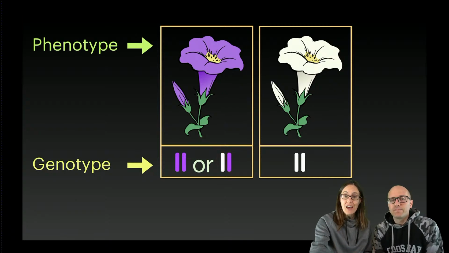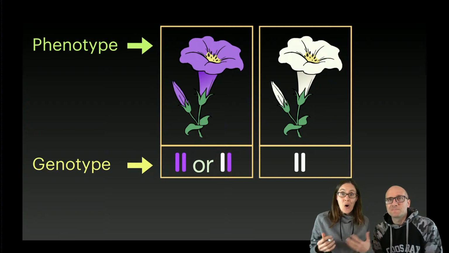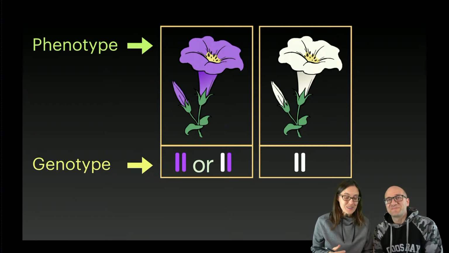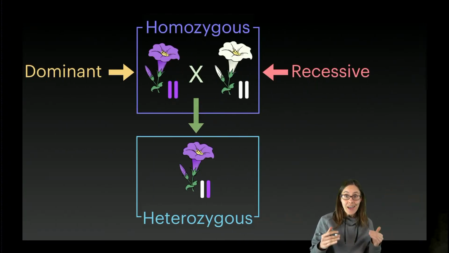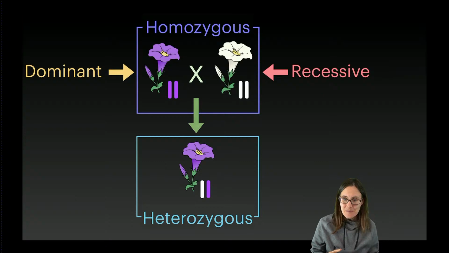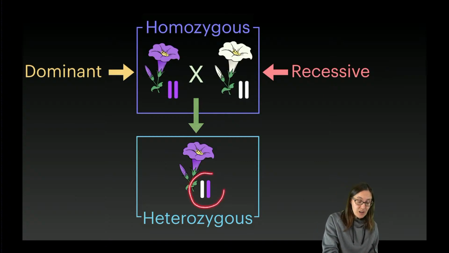So it can be heterozygous or homozygous. Those are two other words that we learned. So we have homozygous traits and heterozygous traits. With homozygous traits, we see the same alleles. And with heterozygous traits, we see different alleles.